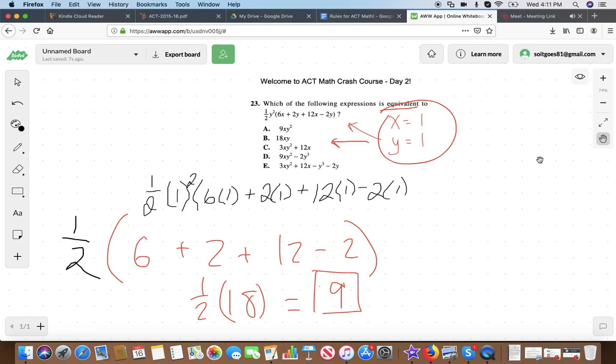What do we get for answer choice B? 18. That's 18, not 9, so B is gone. What do we get for C? 15. Again, the nice thing about plugging in ones is that everything with a variable essentially disappears. So it's just 3 plus 12. That's not 9. What about D? 7. Not 9. So D is gone. And then what about E?